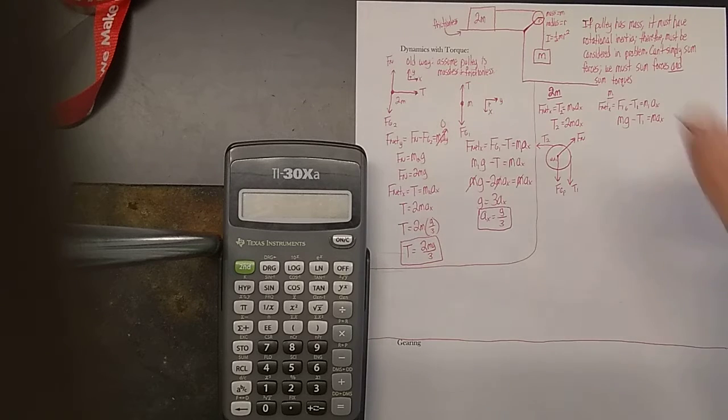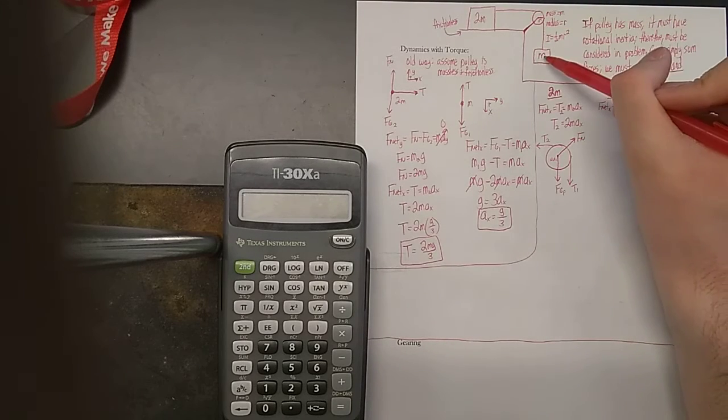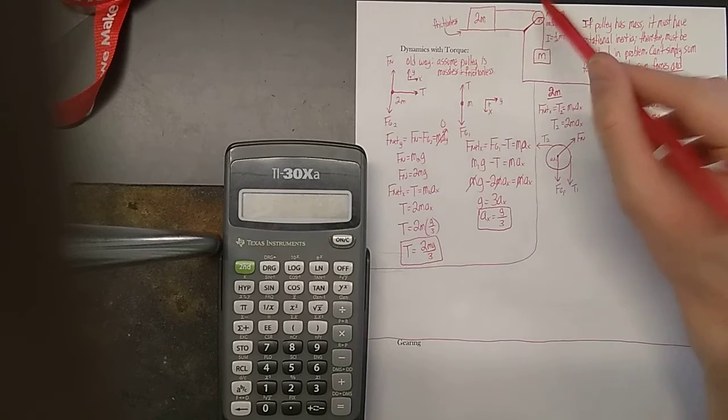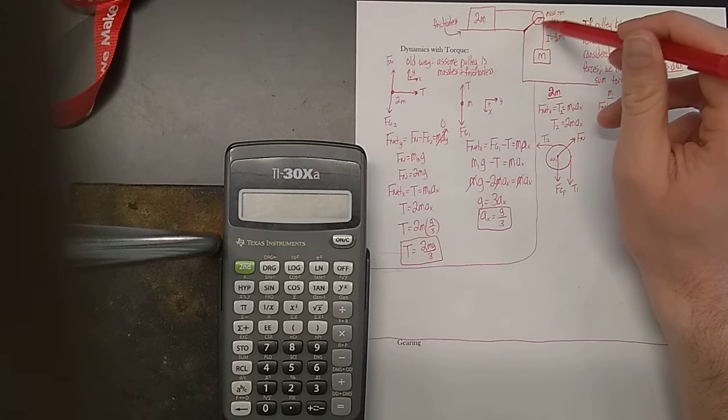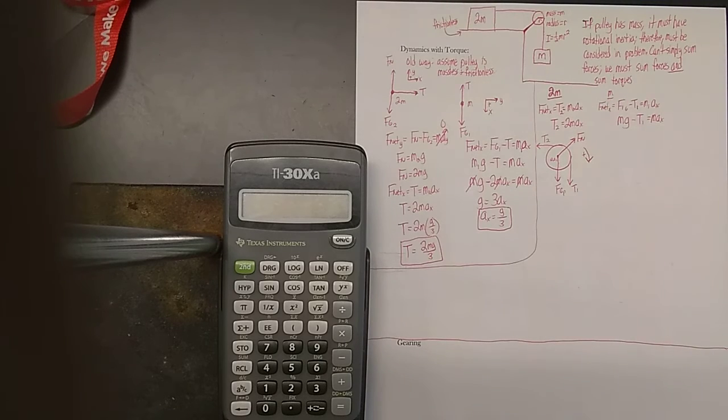We need an axis for this, and normally we say that counterclockwise rotation is positive, but think about what's going to happen if we let the system go. M is going to go down, 2M is going to go to the right. That's going to cause the pulley to rotate in a clockwise fashion. So here we're going to break our convention. We're going to say that clockwise rotation is positive rotation. We need to sum up the net torques.